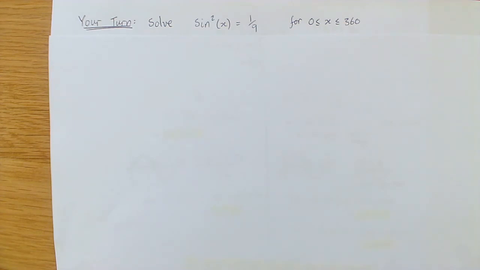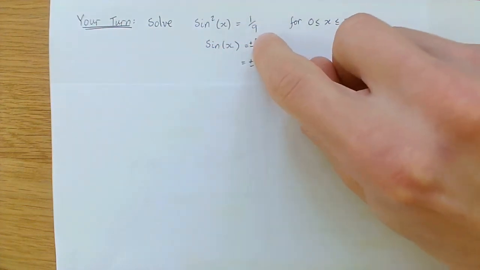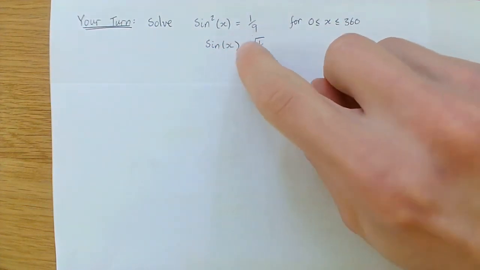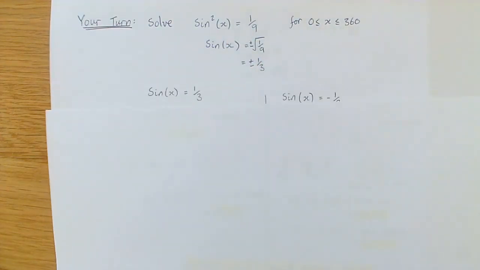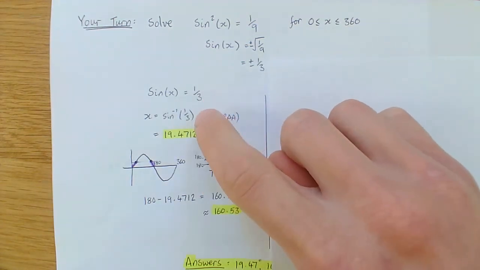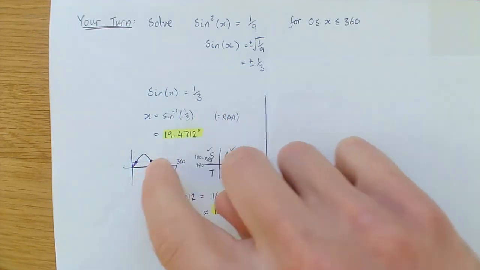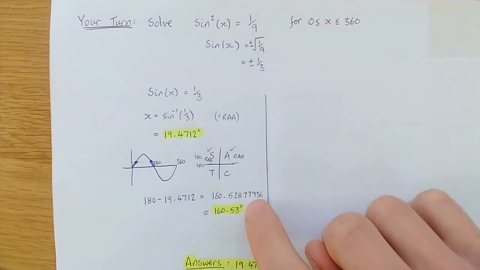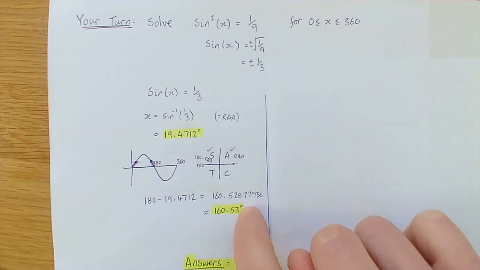Great, so hopefully you paused, you've had a go at your answer here. Now, first step was to rearrange. So first step was to square root both sides, and remember to put your plus minus in. So you get 2 bits, sine of x equals plus root a third, and sine of x equals minus root a third. Start solving each of those. So when you solve for sine x equals a third, you get this angle, 19.4712. Using either your graph or your cast, you'll get the other angle being 180 take away that, which is 160.53.